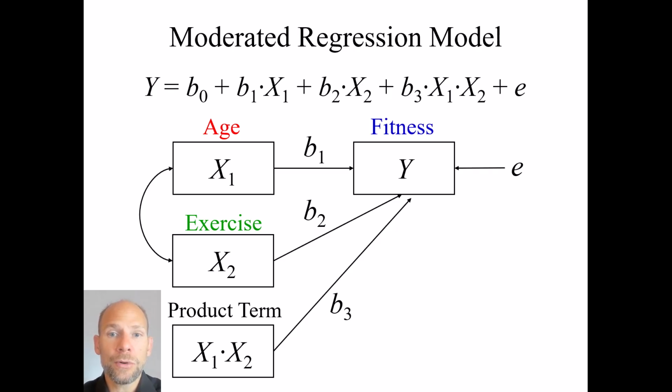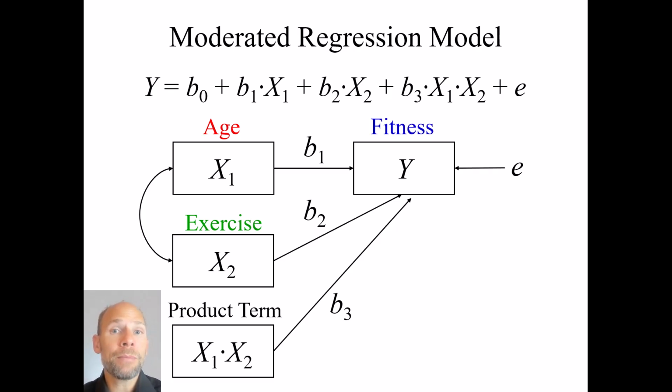So then the equation looks like this. You can see we have a term b3 times x1 times x2 now added to our multiple linear regression model, and that is our interaction effect. The coefficient b3 is a regular partial regression coefficient that characterizes the moderation effect. If b3 is 0, then it means there is no interaction, no moderation effect. In that case, the regression lines would all be parallel for different levels of exercise. We would find no different relationship between age and fitness.